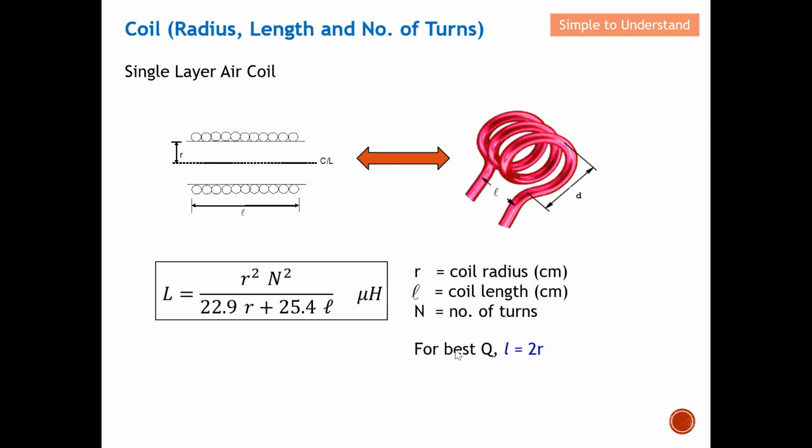For best Q, it is good for the length to be close to 2 times the radius. In order to achieve a very good Q, this is what I recommend. Make sure your length is close to 2 times the radius, or simply L is equal to the diameter.